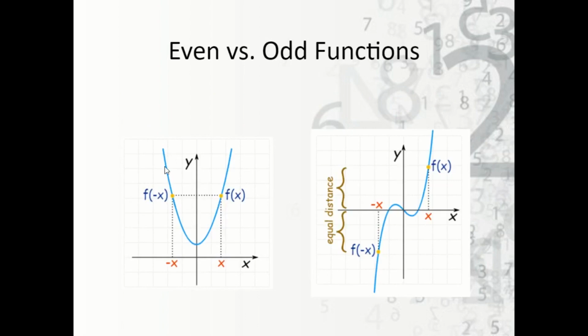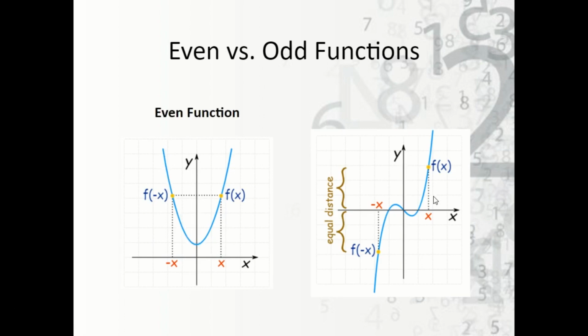Well, I have an even function here, and if I look at just this side, on this side of the y-axis, if I were to take that and flip it over, it becomes this part here. So every point, if I reflected it across this axis, it would be directly where it needs to be. So this is an even function.